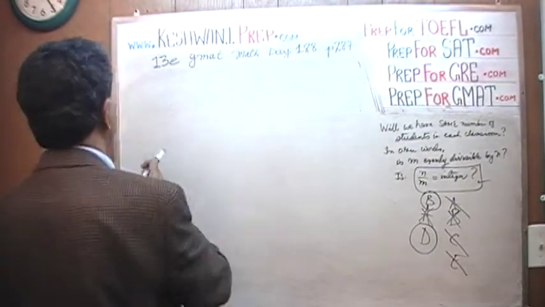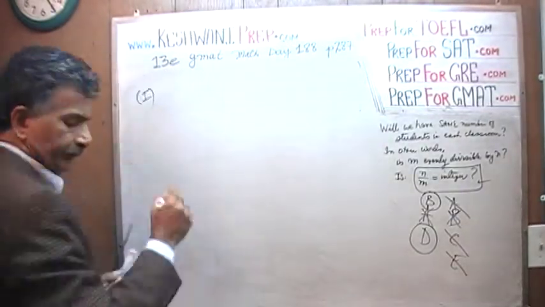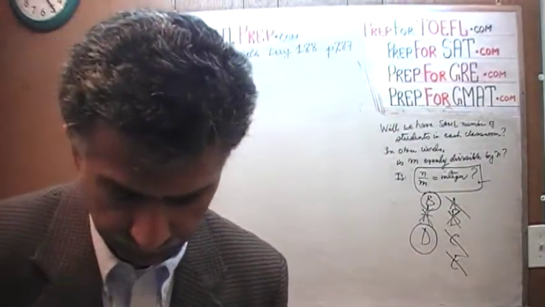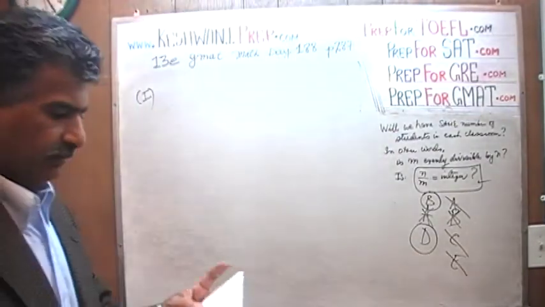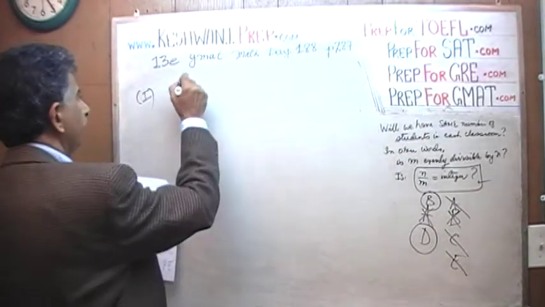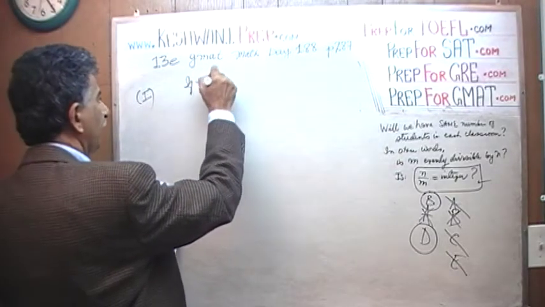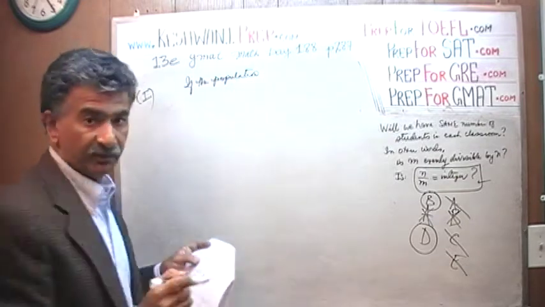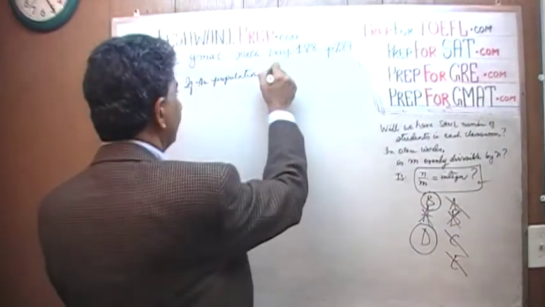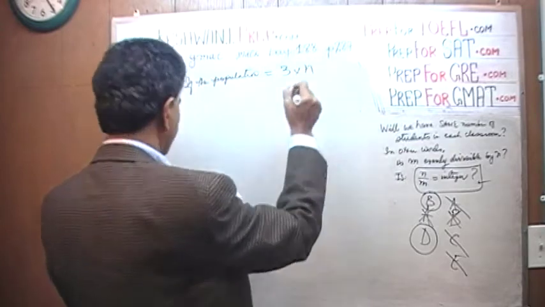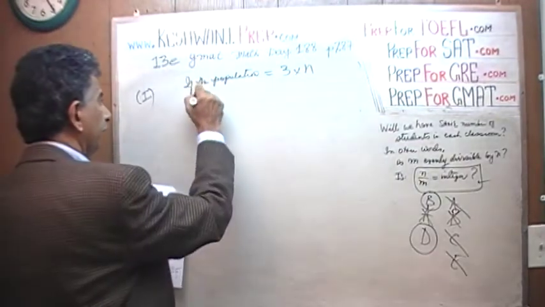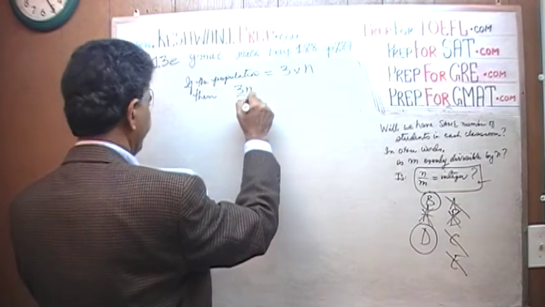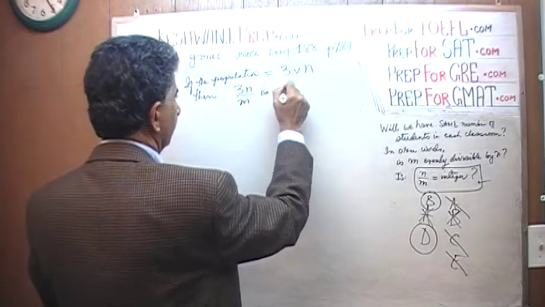Let's look at the first statement. In the first statement, they tell us that if the population, in other words the number of students, happens to be 3 times the actual number, then 3n over m is an integer.